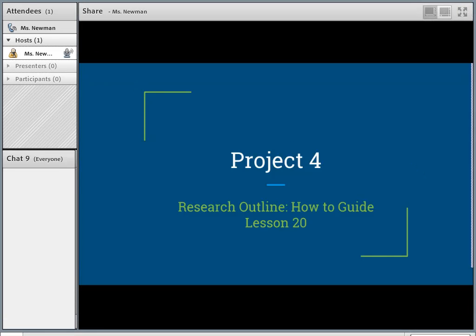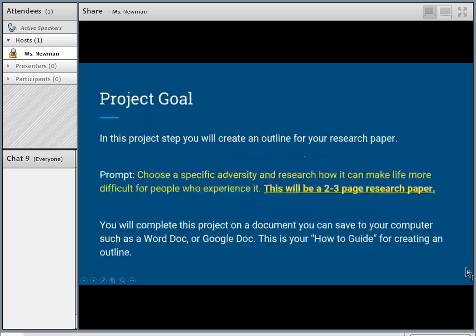Okay, for this part of the session, we're going to talk about how to put together your outline and go over what you will be graded on. Okay, so reminder, the project steps are to help you create an outline for your research paper. Your research paper is going to be 2 to 3 pages long, and you're going to discuss a specific adversity and how it can impact someone's life. And remember, you will be creating this on a document outside of the course, and then you'll be uploading it.